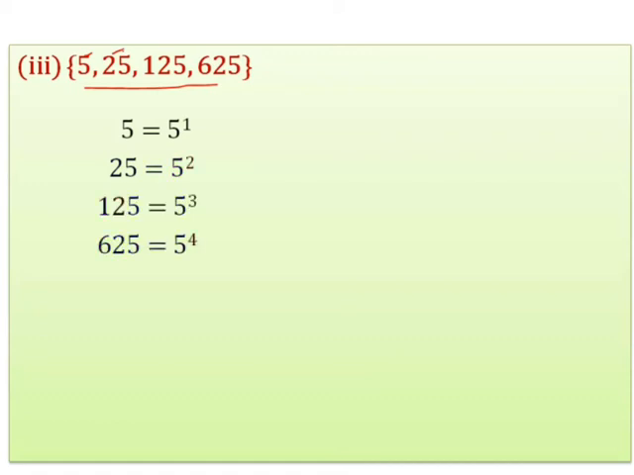Third problem is 5, 25, 125, 625. Here you see it's of the form 5 power 1, 5 power 2, 5 power 3 and 5 power 4; 625 we can write as 5 power 4. So we can write this as x is equal to 5 power n. This number n is also a natural number, so n belongs to capital N. And here these natural numbers start from 1 and end at 4. So 1 less than or equal to n less than or equal to 4.